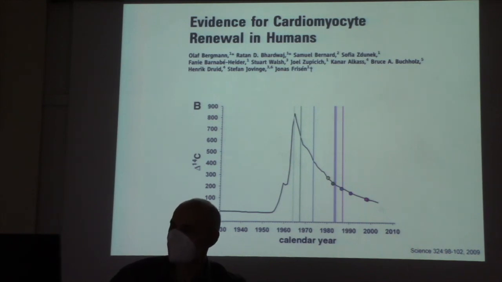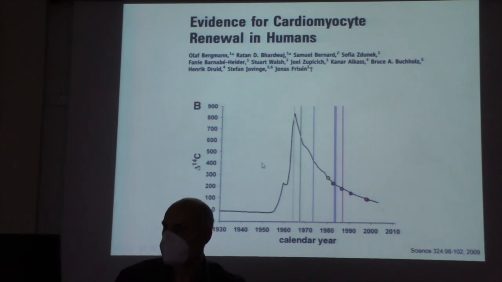Okay, how did they do it? You consider that during this period here, between the mid-50s and mid-60s of the last century, there was a sharp increase in the amount of carbon-14 in the atmosphere. That was due to atomic bomb experiments in the atmosphere. In the mid-60s, actually, I think it was in 1962 or so, these experiments were outlawed worldwide. So there were no more atomic experiments in the atmosphere, only underground.